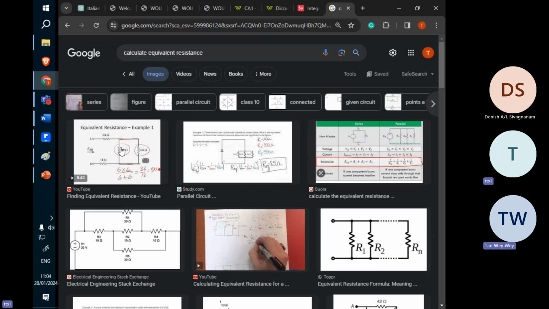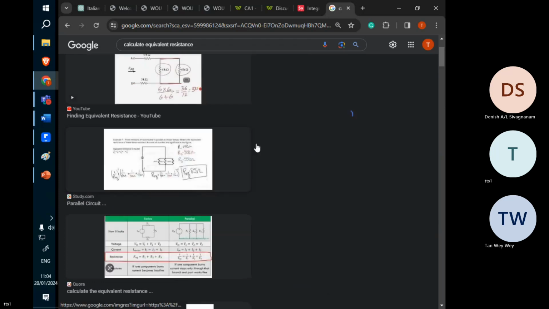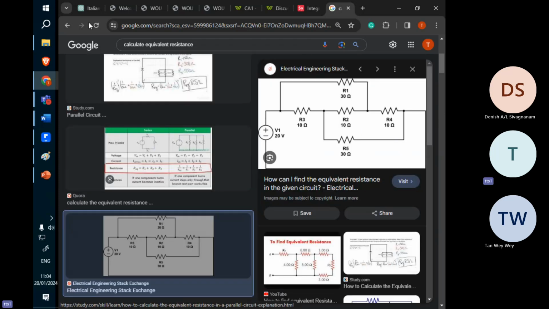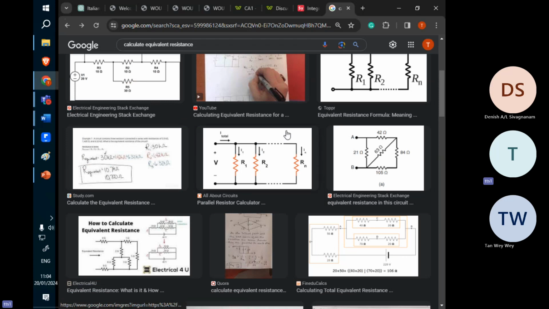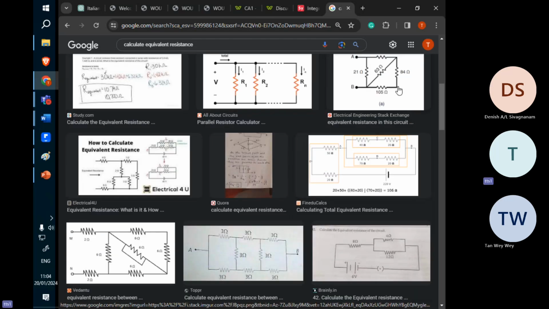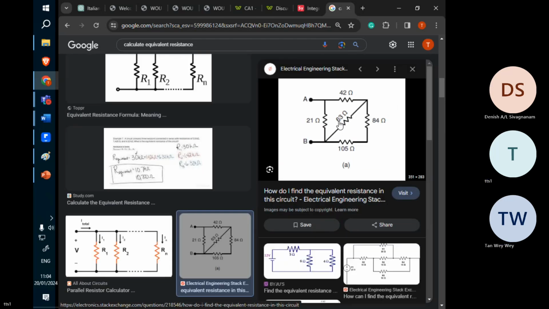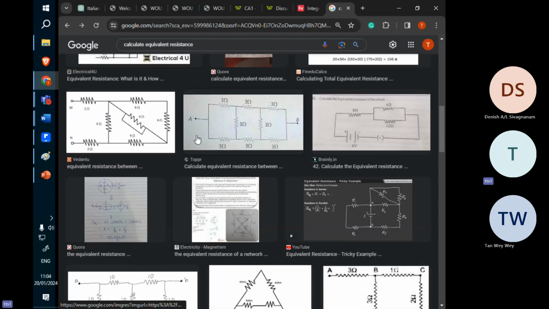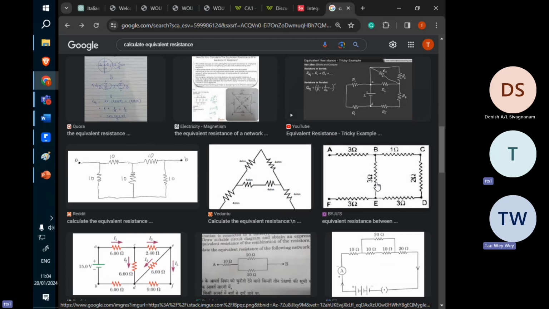This is one example here. Another example is here, but this one is with the voltage. Okay, we do want to find those with the voltage. This is another example. How to find the equivalent resistance? Another example is here. There are many.